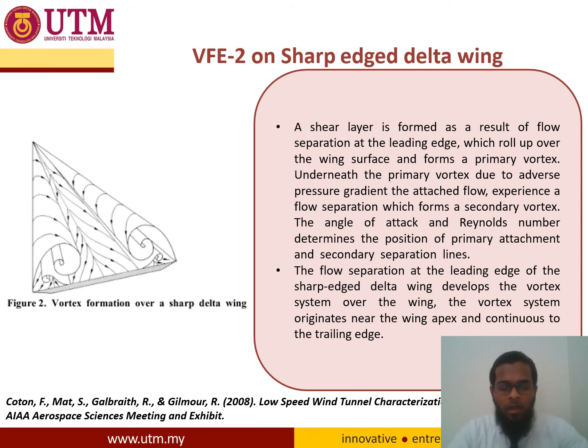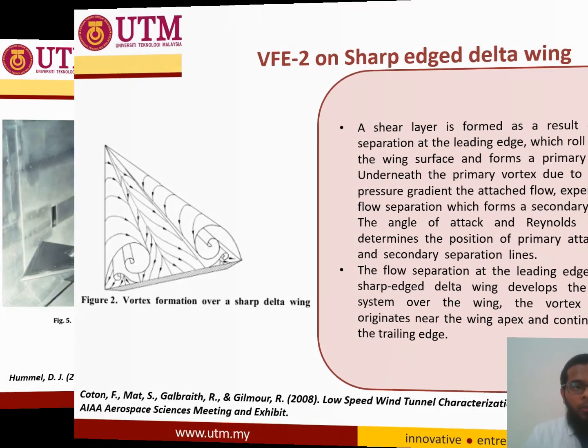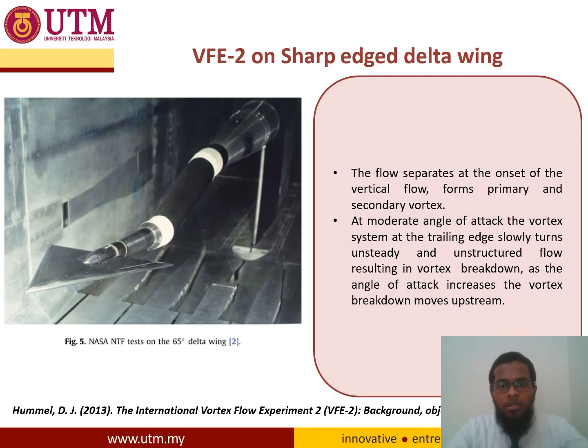is determined by the angle of attack and the Reynolds number, and the flow separation system and the vortex system over the wing originate from the wing apex and continue to the trailing edge throughout the flow. In this VFE2 study, the author Hamul in 2013 published a paper. In this, he has said that vortex breakdown moves upstream as the angle of attack increases.